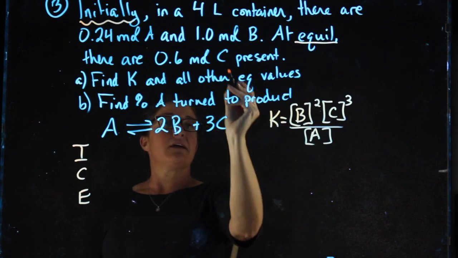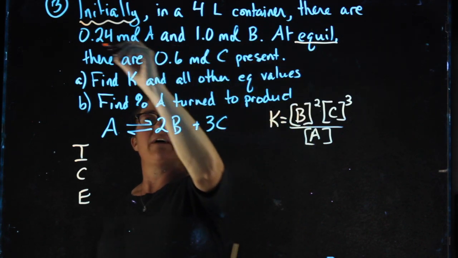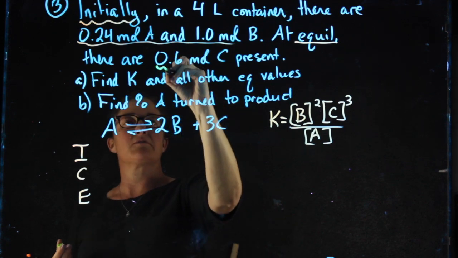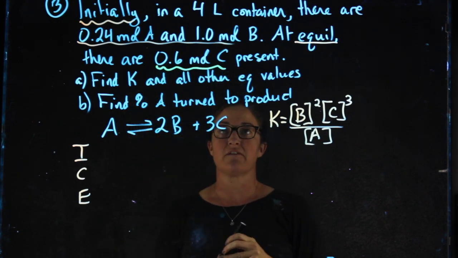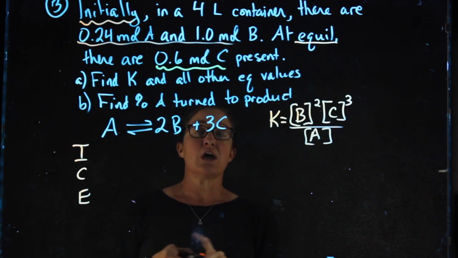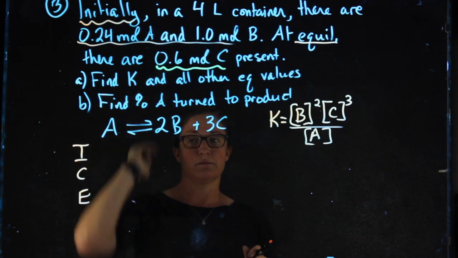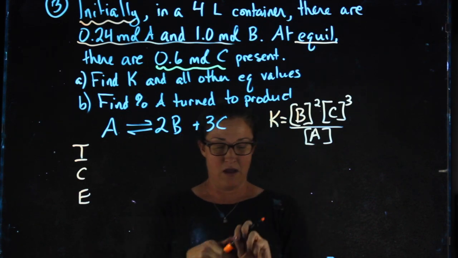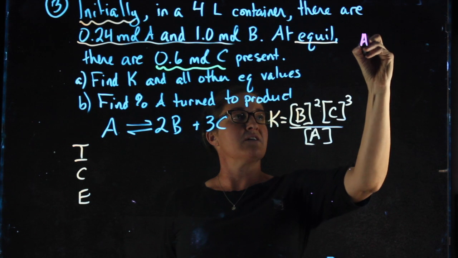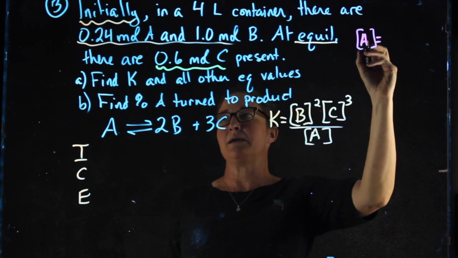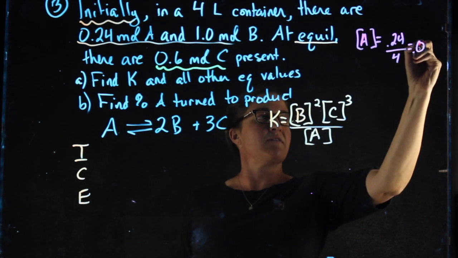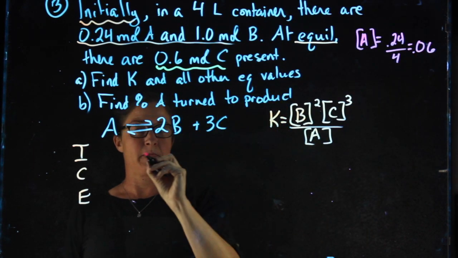Okay, I'm given initial values here, and I'm given an equilibrium value here, so I'm going to have to be really careful to put them in the right place. Also, thing to remember, you need to convert moles to molarity before plugging it in. I'm going to do that up here in this corner. My concentration of A will be my moles of A over my volume, giving me 0.06 molar.